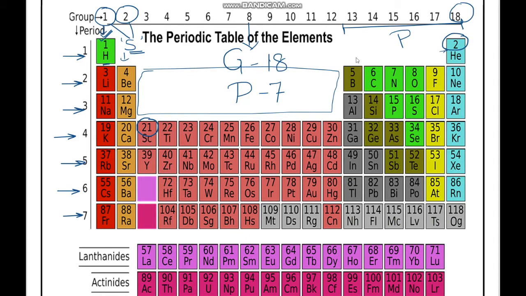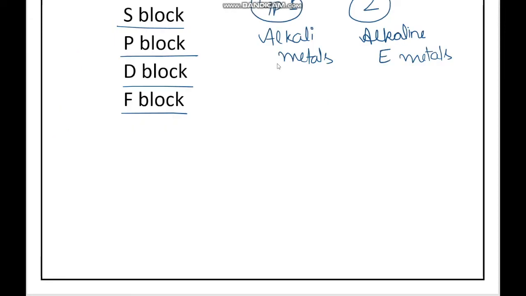So our P block is immediately after S block, that is from group number 13 to group number 18. 1, 2, 3, 4, 5, 6. So the P block consists of 6 groups. How many groups were in S block? 2 groups. Which groups? Group number 1 and group number 2. The P block consists of 6 groups, that is from group number 13 to group number 18.